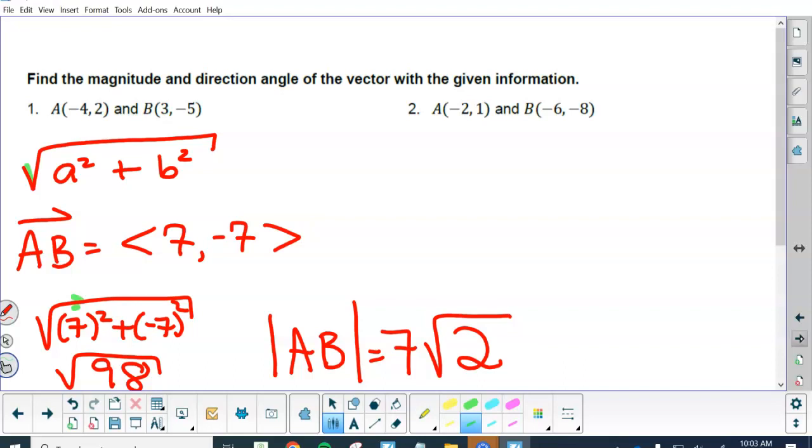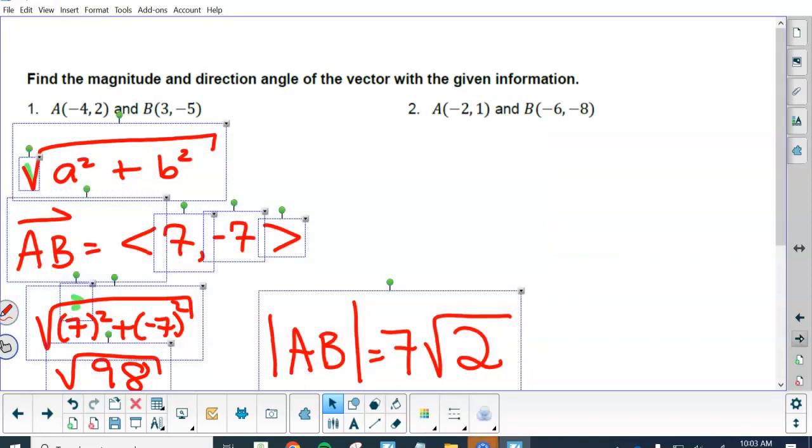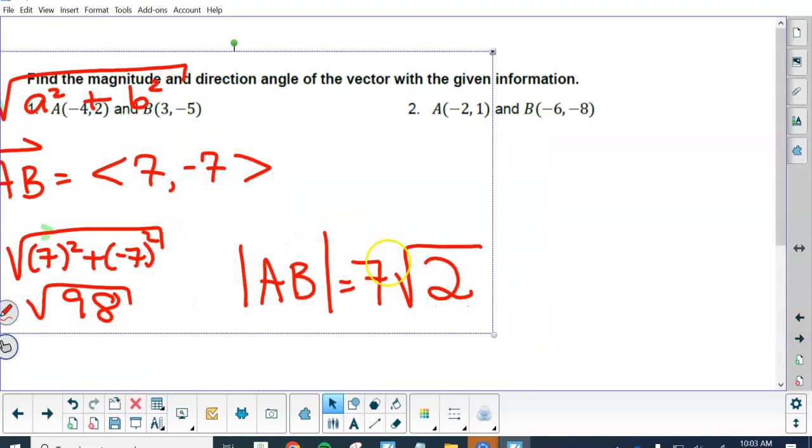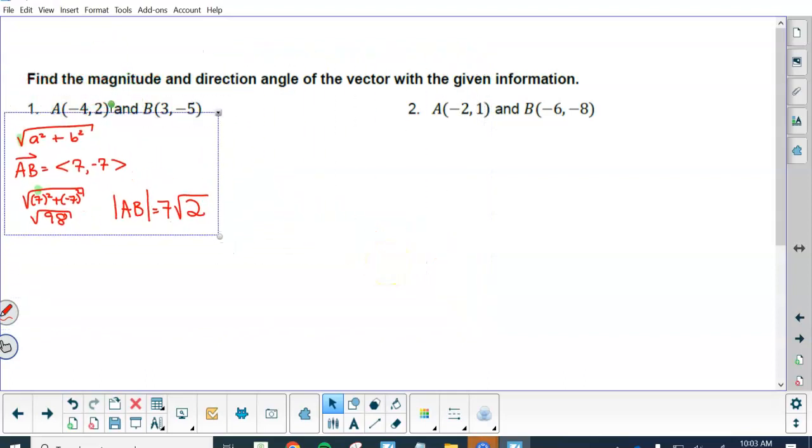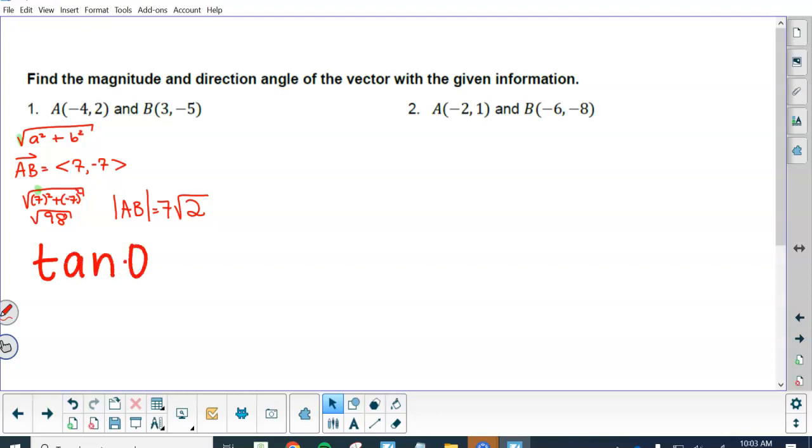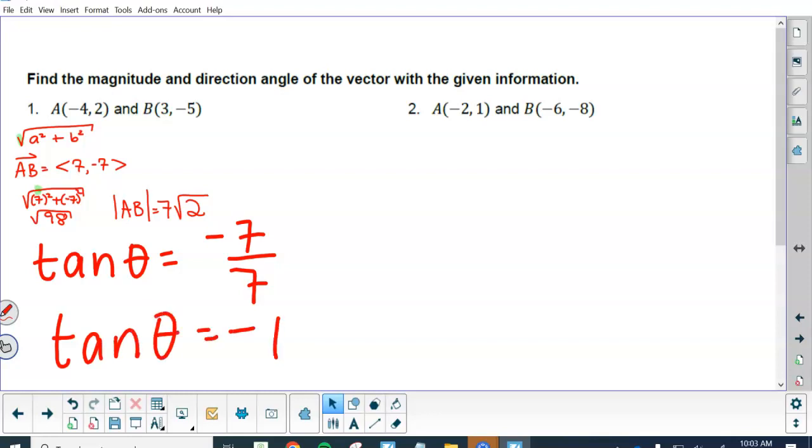Good. Now we're going to have to find the direction of the angle. And remember, to find the direction of the angle, we're going to have to find tangent. And in order to find tangent, it's just going to be the value for B over the value of A. So it is going to be, remember, B was -7, A was +7. So the tangent value of the angle is -1. So we know this has a value of 315 degrees.